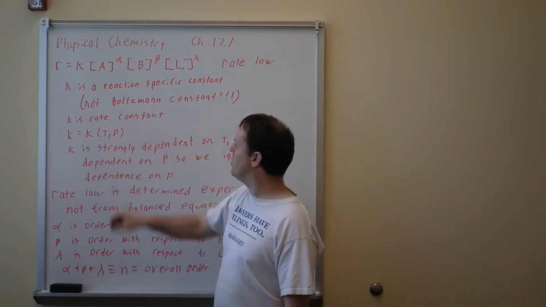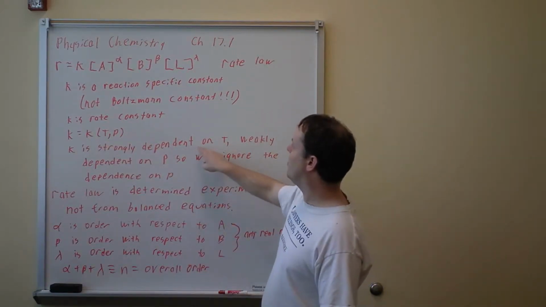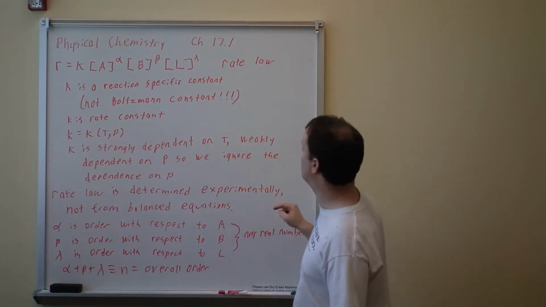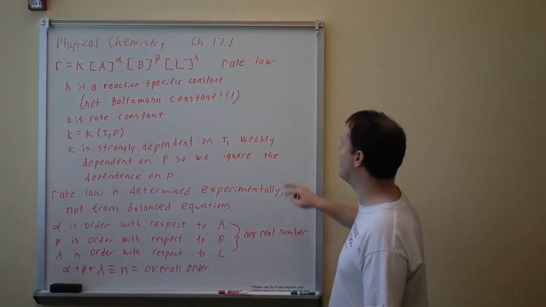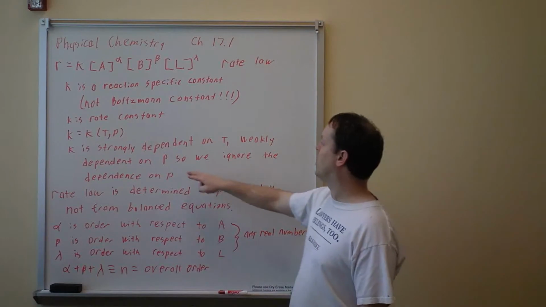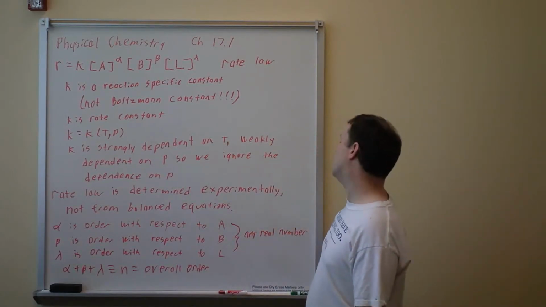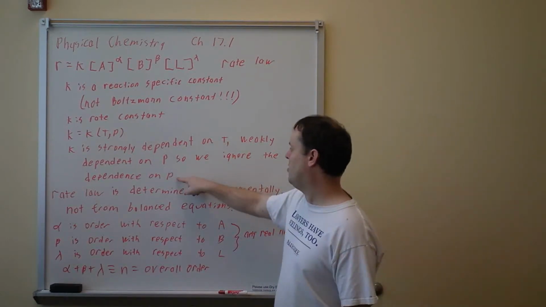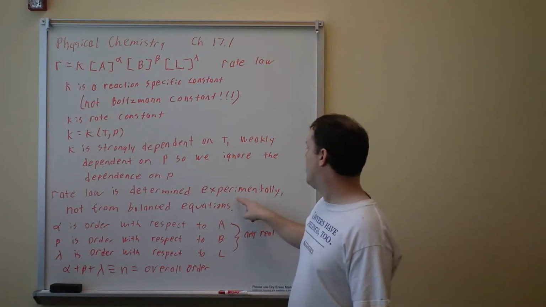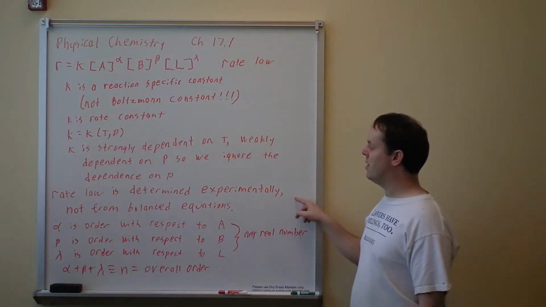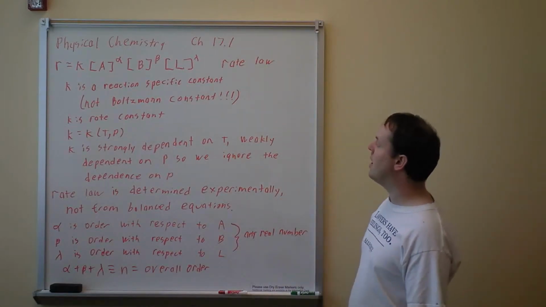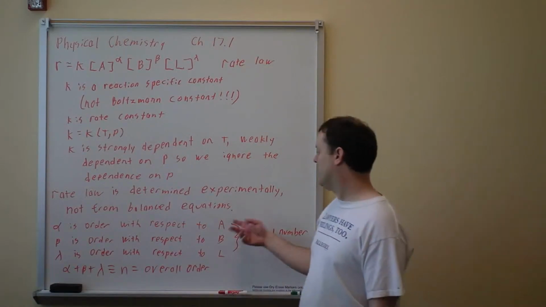k is dependent on both temperature and pressure. Now, k is very strongly dependent on temperature. We'll see later on in the chapter why that is. But it's only weakly dependent on pressure. So for now, or pretty much forever, we're going to ignore the dependence on pressure. Now, rate law, remember, is determined experimentally. You cannot just guess it from the balanced equations.